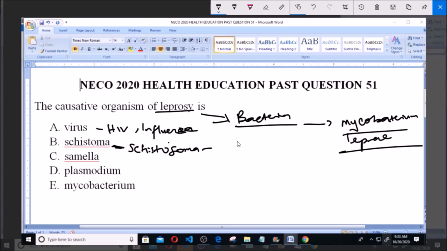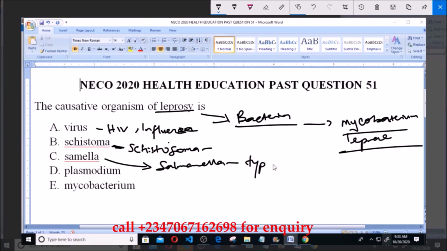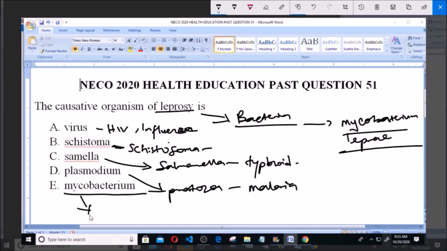So it causes schistosomiasis. Now Salmonella also is not the correct spelling of this microorganism, it is known as Salmonella. Salmonella is a bacteria that causes typhoid, Salmonella typhi. Now, Plasmodium is a protozoa, and Plasmodium causes malaria. Then option E says Mycobacterium. Now, Mycobacterium is the causative organism of leprosy, Mycobacterium leprae, thereby making E valid and the correct answer to this question.